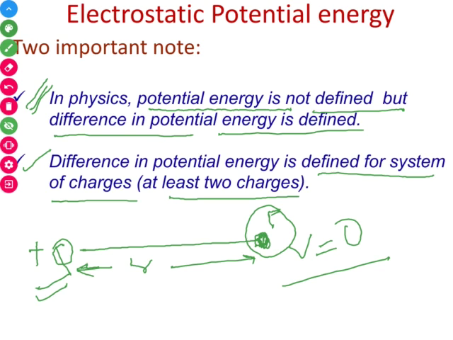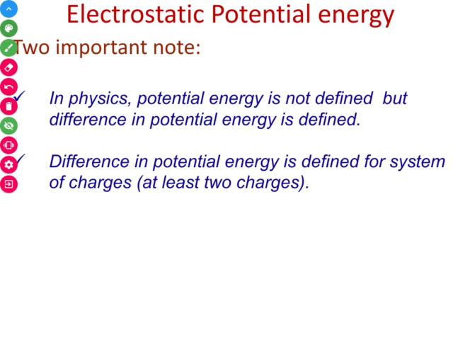So these two things we must keep in our mind before starting this chapter. The first is, potential energy is not defined, but difference in potential energy is defined. And the second thing is, difference in potential energy is defined for system of charge. That means at least two charges must be there in order to get the potential. You cannot find the potential due to single charge.